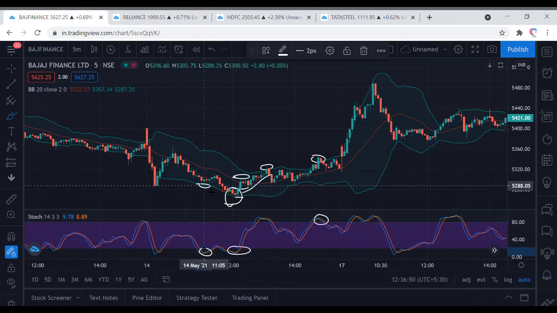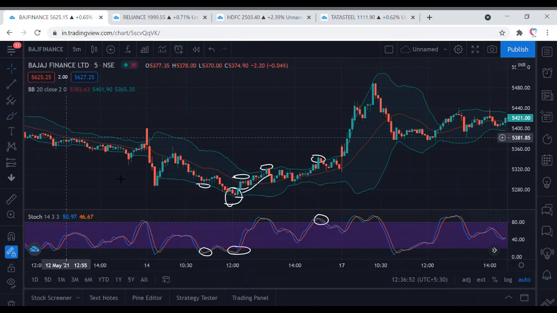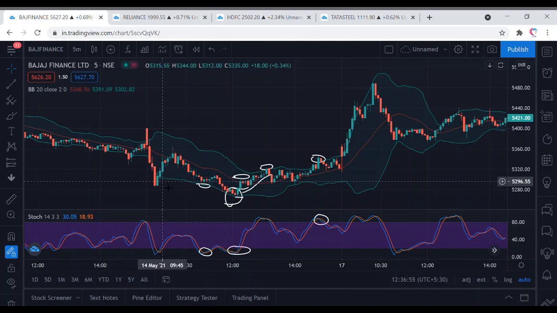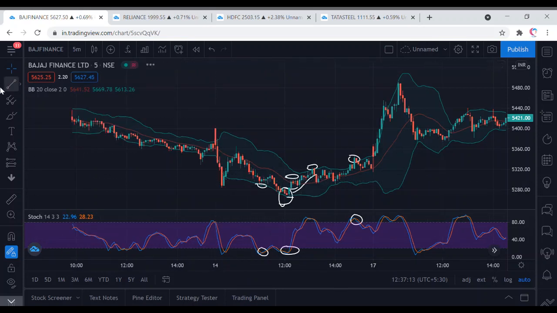So this was a perfect scalping trade. You got an entry somewhere around 5,295 and you got a good 13 point profit, and your stop loss would have been around 5,288. So a good 6 to 7 point stop loss and a 13 point profit. A 1:2 risk reward ratio is also very good.